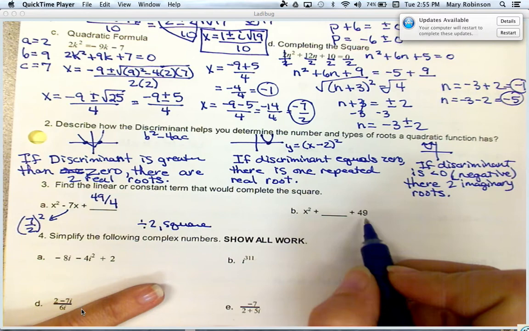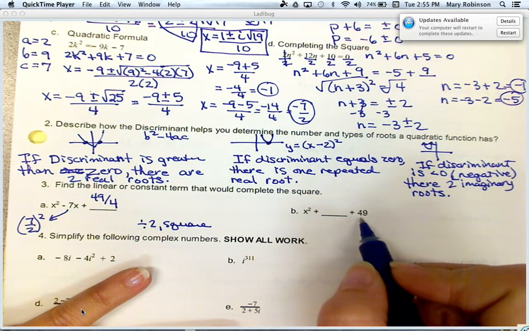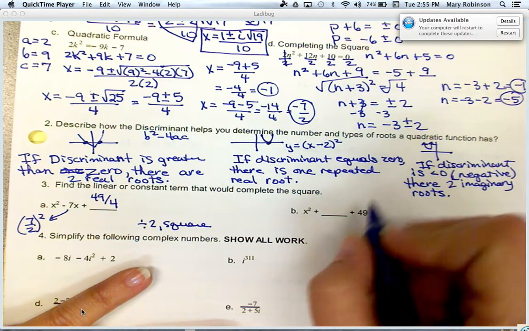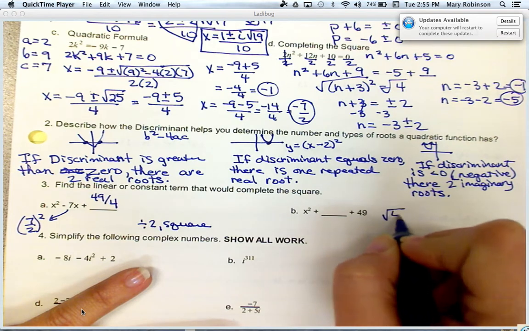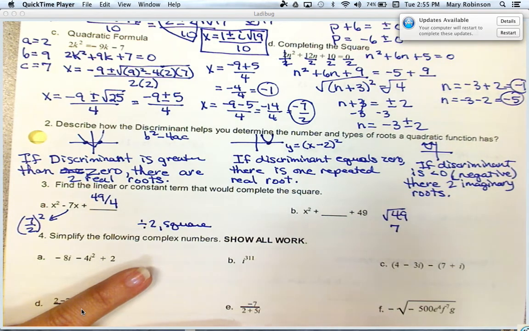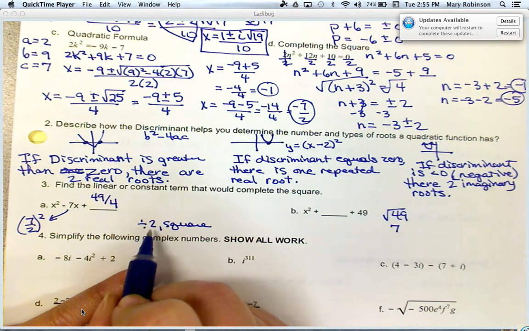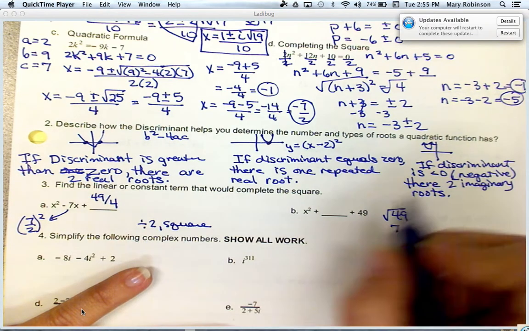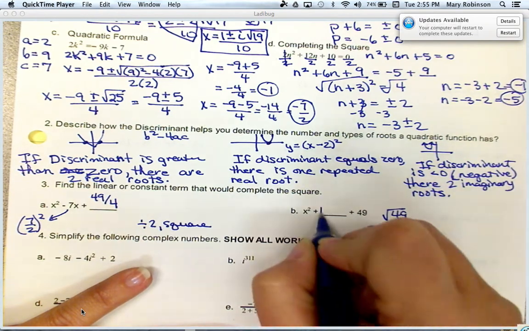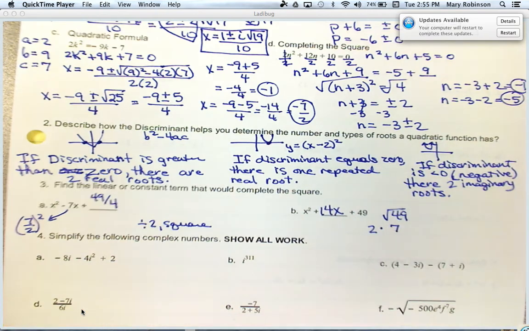Well, if we're trying to find our linear term, then we do the opposite. The opposite of square is to square root. So the square root of 49 is 7. And then instead of dividing by 2, we do the inverse of dividing by 2 and multiply by 2. So if we multiply by 2, we actually get a linear term of 14x. So that concludes 1 through 3. Good luck.